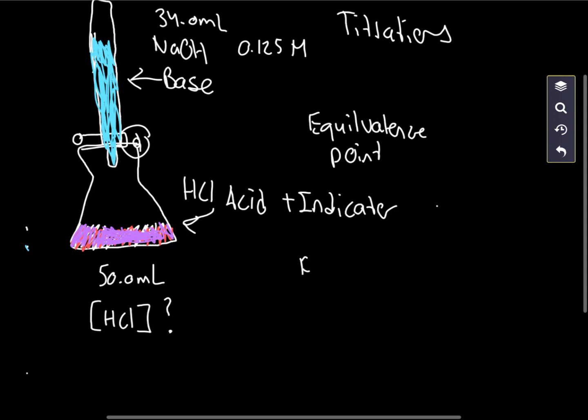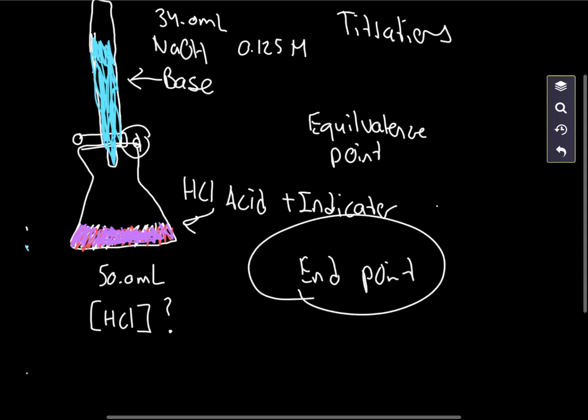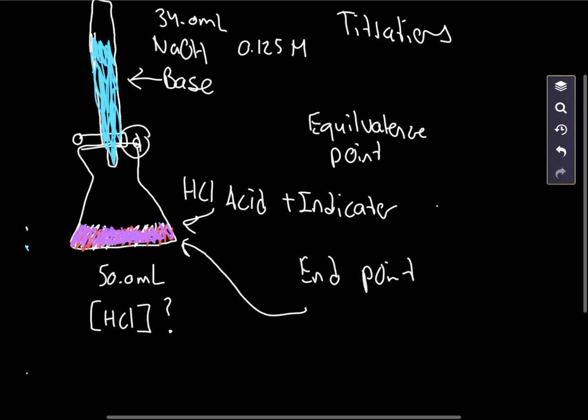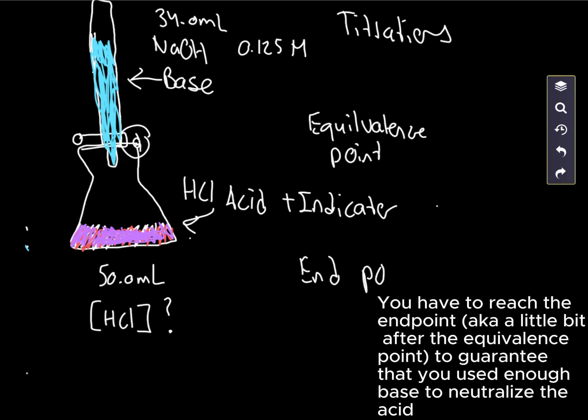And the end point of your titration, so this is when you should stop your titration, is when the indicator changes color permanently. That's when you know that you have reached the end point of your titration, right? So at your end point of the titration, it's like 100% guaranteed that you have neutralized your solution.